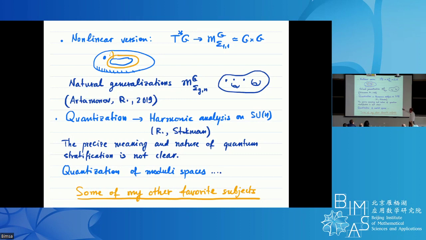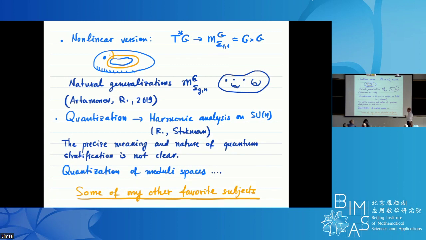Then if you do the quantization of such things, a lot is known about quantum Calogero-Moser systems. They are related to special functions, to harmonic analysis on SU(N). There is a huge continent of this work, and this is just one village on this continent. We did some work with Jasper Stokman on this subject.